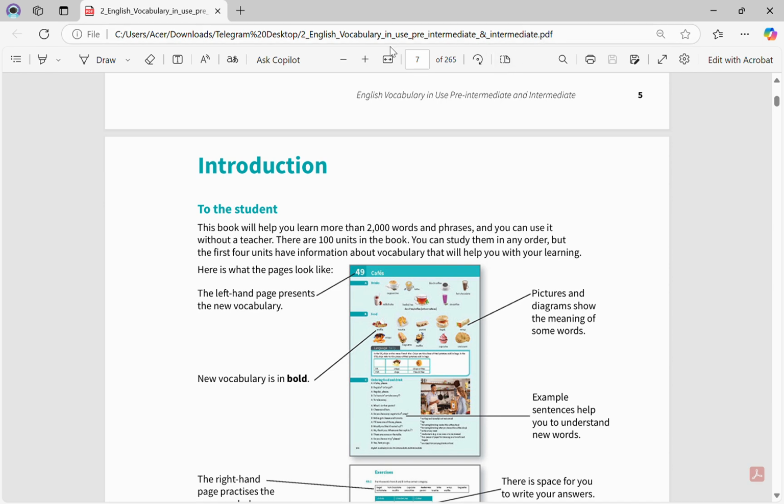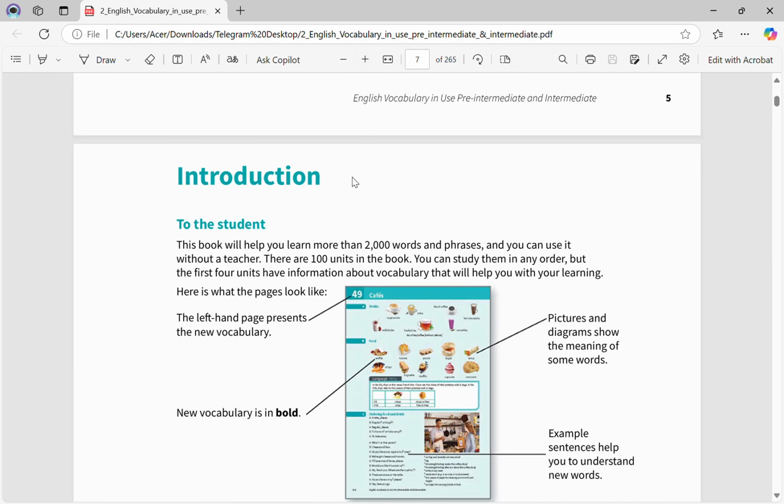Introduction to the student. This work will help you learn more than 2,000 words and phrases, and you can use it without a teacher. There are 100 units in the book. You can study them in any order, but the first 4 units have information about vocabulary that will help you with your learning.